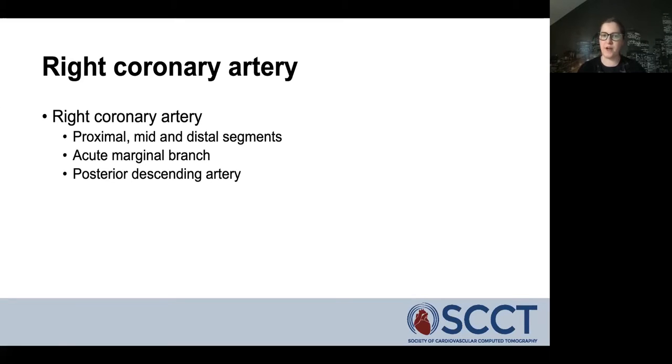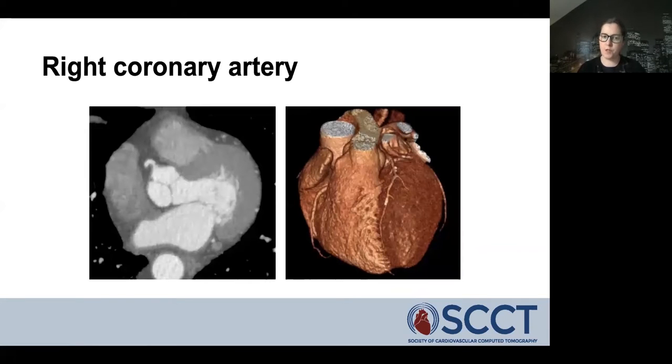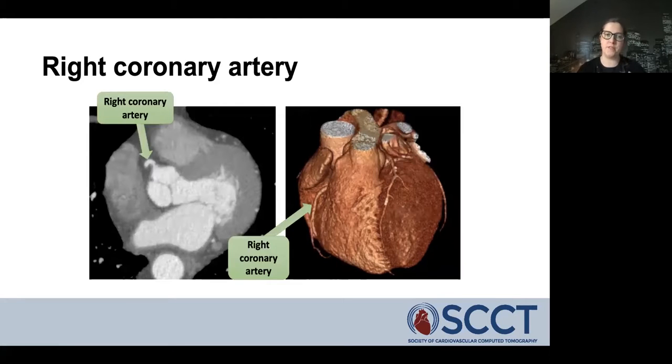So again, the right coronary artery has proximal, mid and distal segments, and it has some branches. We've talked about the right coronary artery ostium coming off the right coronary cusp, and the right coronary artery goes in the atrioventricular groove around the acute margin of the heart anteriorly.